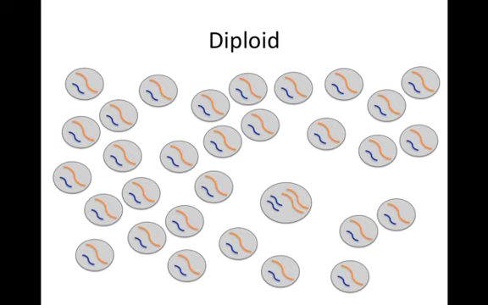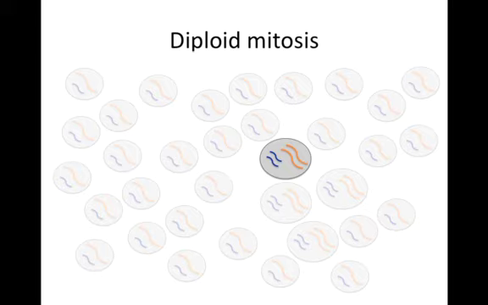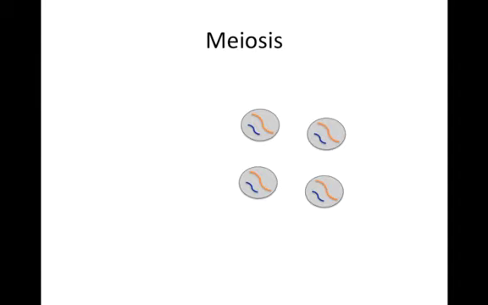Now, these cells can also undergo diploid mitosis to give rise to more diploid cells. And then at some rate, these diploids can decide to undergo meiosis. And now we're back to the haploid cell stage. So now we have a little picture of haploid to diploid, and then diploid back to haploid.